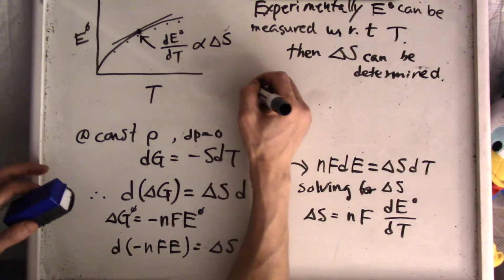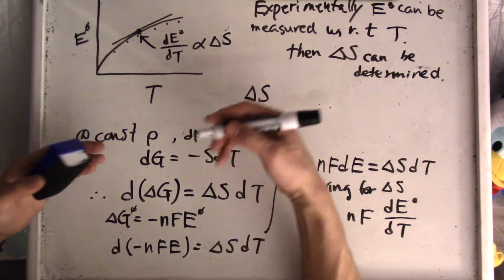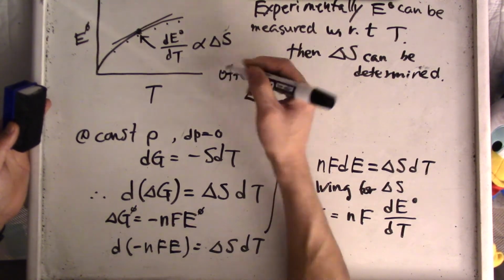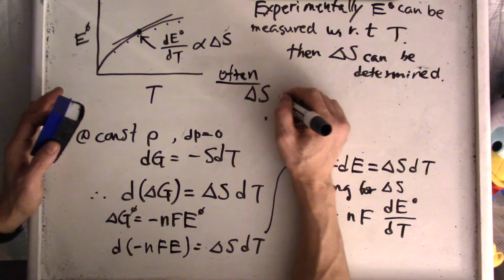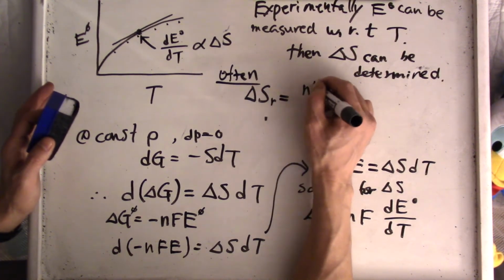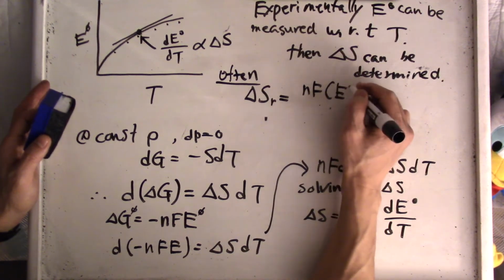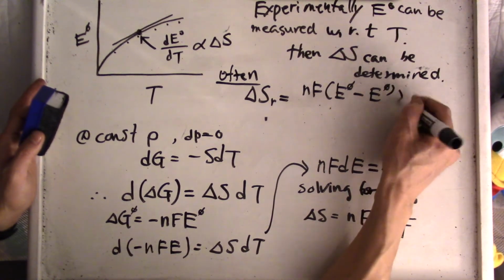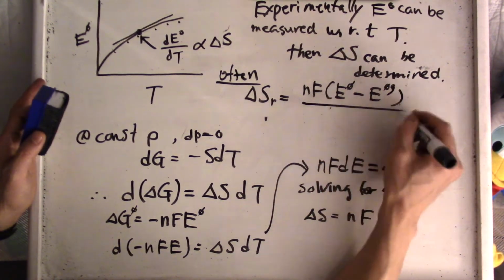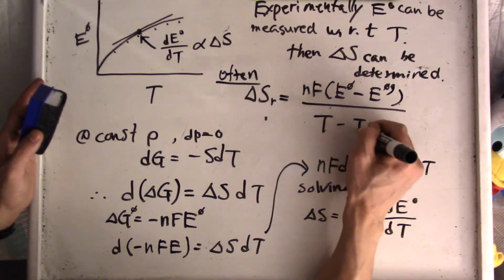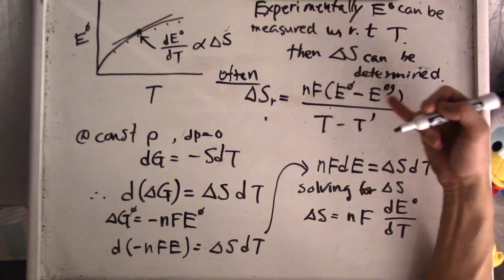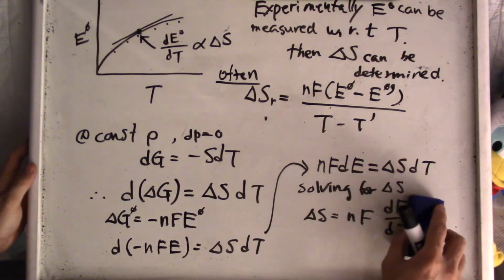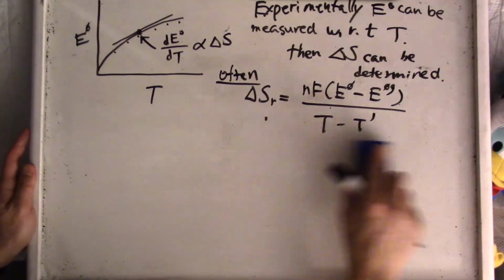Experimentally, if you could measure every single point, that would be great, but oftentimes people just do a two-point determination. So oftentimes delta S of the reaction is equal to nF times E standard minus E standard at the alternate temperature, E dash, over T minus T dash. T and T dash, and E and E dash, are the values at those particular temperatures. Kind of cool, because then you can calculate the entropy of the reaction.